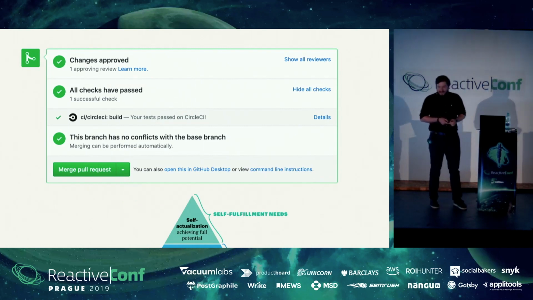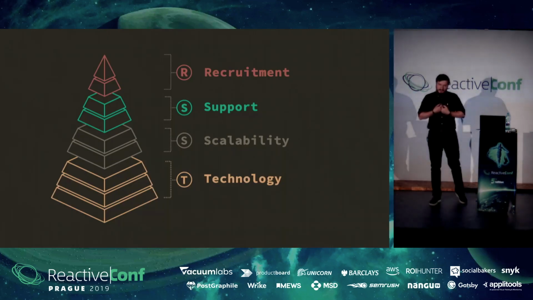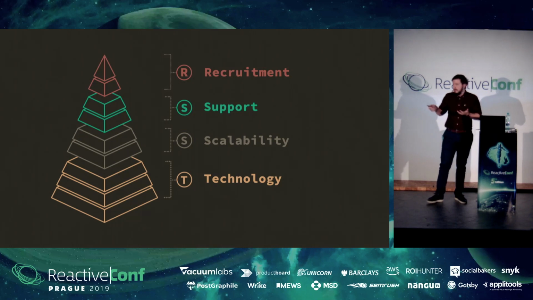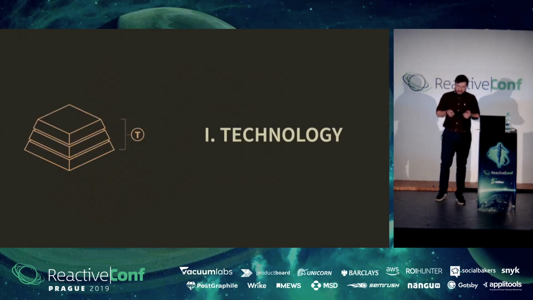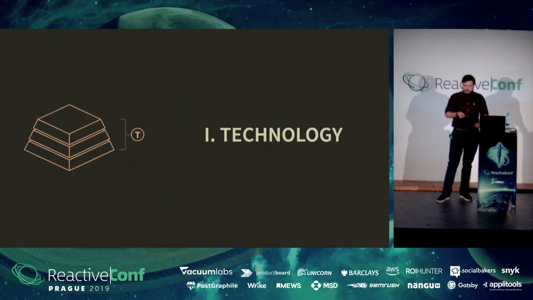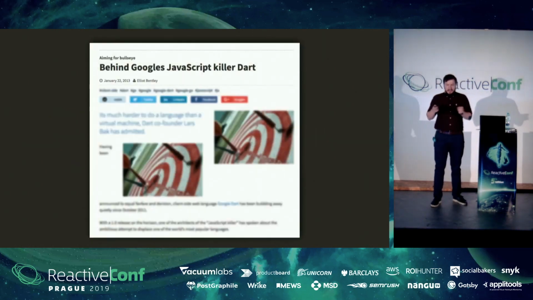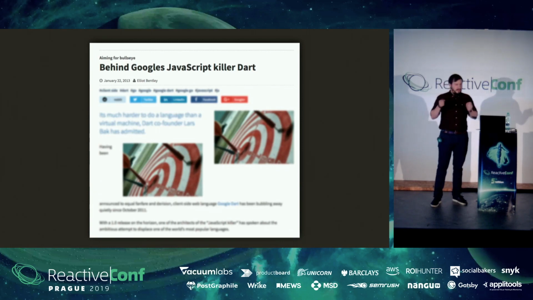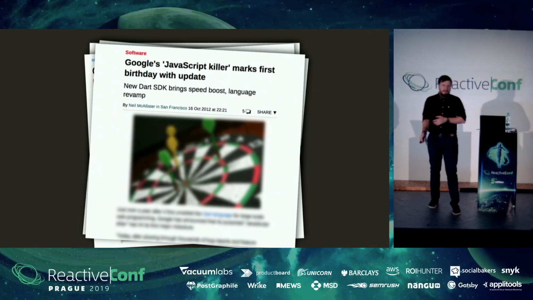Yeah, but back to the Maslow pyramid of technical decisions. So for us, we drew this pyramid, and it contained four steps, or four floors: technology, scalability, support, and recruitment. And let's go through all of them. So what is Dart from a technological point of view? About Dart's history, in 2013, all the media was about Google's JavaScript killer, Dart, JavaScript killer, yeah.